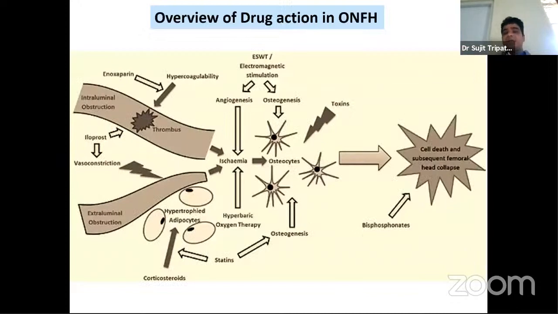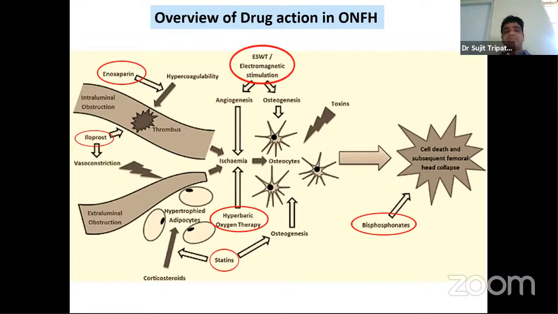Coming to the overview of drug actions in osteonecrosis of the femoral head, we have these modalities of drug. First of all, what is the role of enoxaparin, the heparin? It actually blocks the pathway of hypercoagulability.